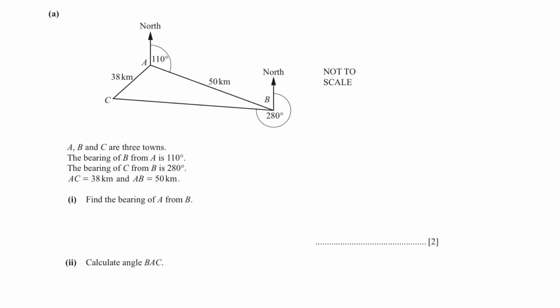Because B is on your right hand side of A, you need this whole bearing. To find that, we just have to add 110 plus 180, and that will give us 290. So it's a very easy question. You just need to understand the concept that when the inside bearing has been given to you and you want to find the outside bearing, you just add 180.